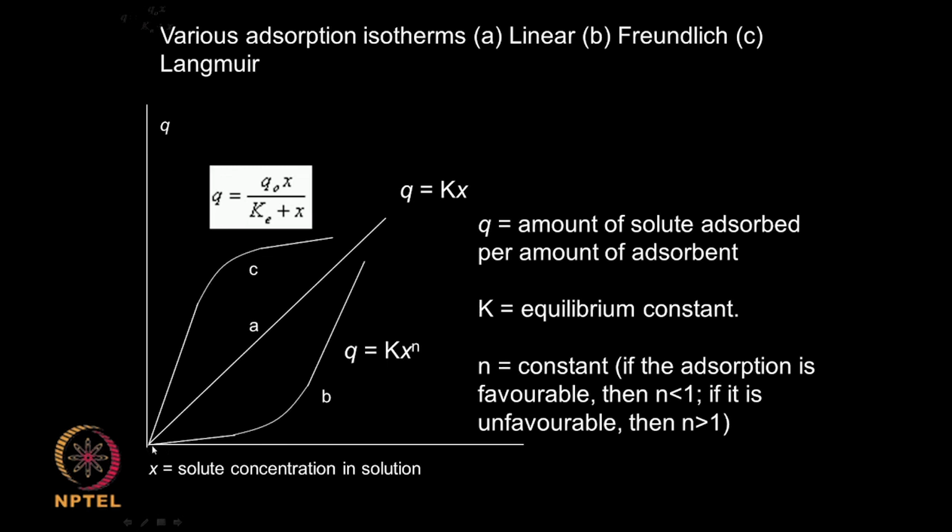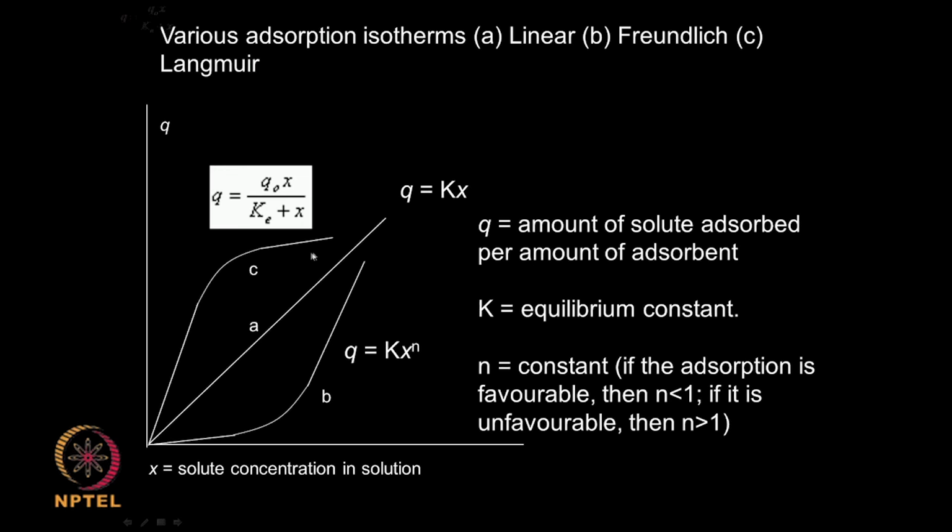Then you can have 3 types of relationship. If it is linearly varying like this, it is called a linear adsorption isotherm. So, Q will be equal to Kx, K is a constant, okay. If you remember in your extraction, we used to have y is equal to Kx, okay, K is called the partition coefficient. So, here also you have a linear relationship. When you have a linear adsorption relationship you will have Q equal to Kx.